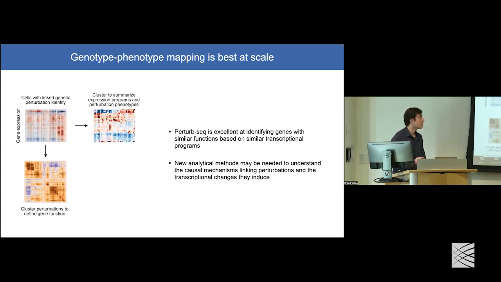Just to sum it up, Perturb-seq is really great at identifying genes with similar functions based on transcriptional programs, and also at identifying new unexpected processes, such as the independent regulation of mitochondrial genes. But there's a lot of need for new analytical methods to actually understand the causal mechanisms that link perturbations to the transcriptional changes they induce.